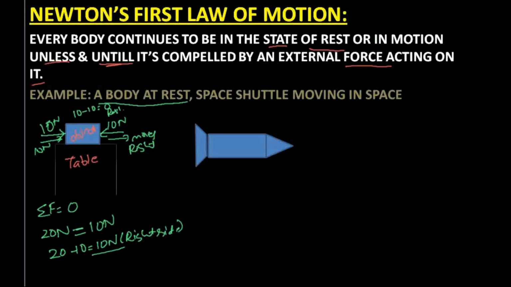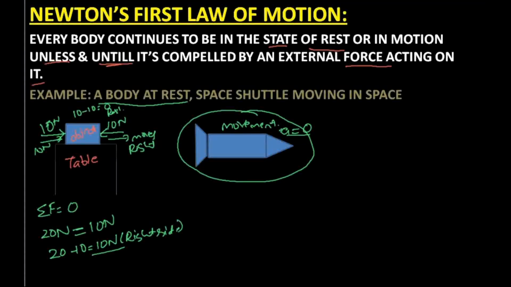Another example: a space shuttle moving in space. When it is in movement, there is no force acting upon it, so there will be no change in the direction or in the acceleration. It will be at constant velocity. Velocity is constant, so acceleration is equal to 0, so it is moving constantly.